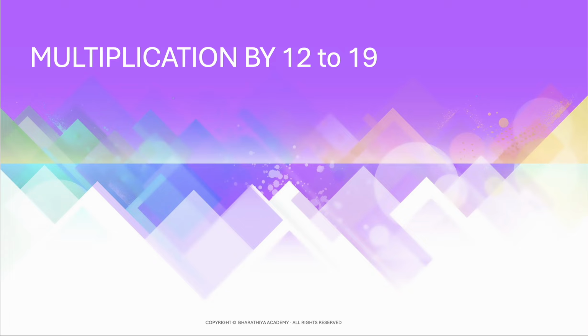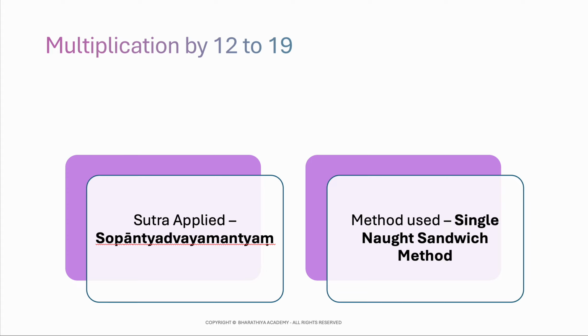You only have to know the tables from 2 to 9 to do the multiplication of any number with 12 or 13 so on till 19. So we will learn that technique of multiplying any number with 12 to 19 without having to know the tables from 12 to 19. Okay, so the sutra applied in this technique is Sopantya Dvayamantyam.